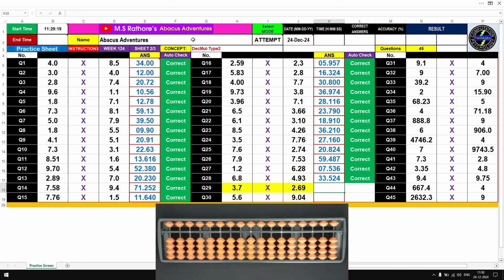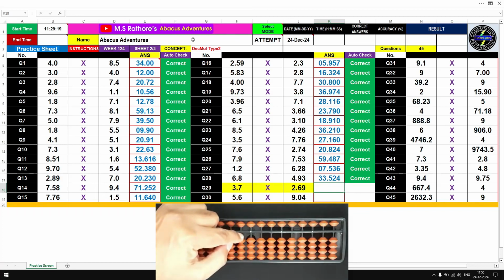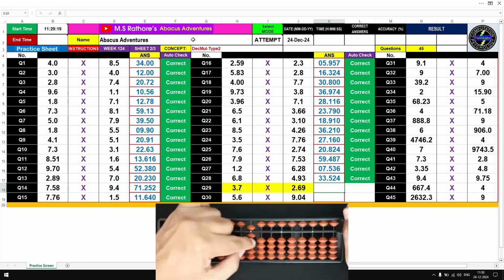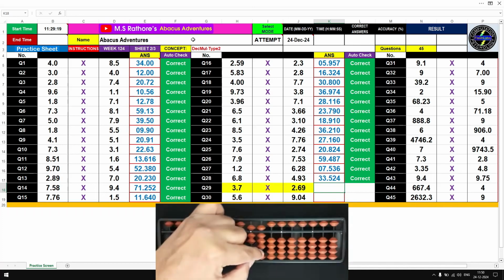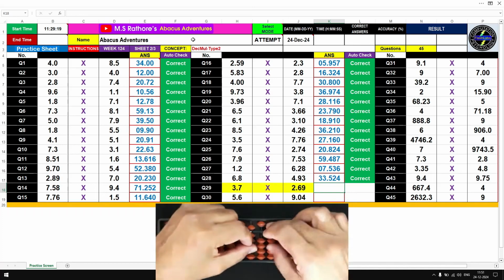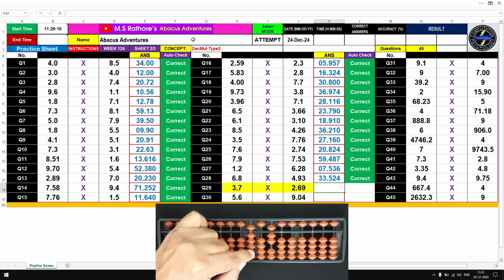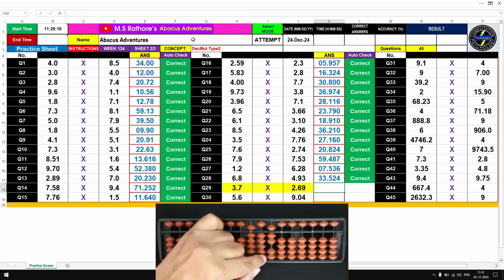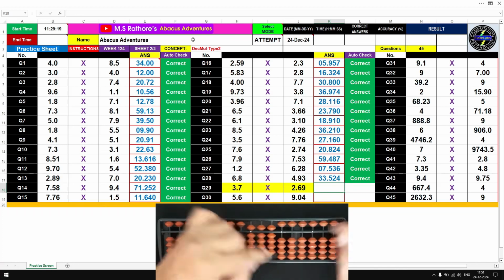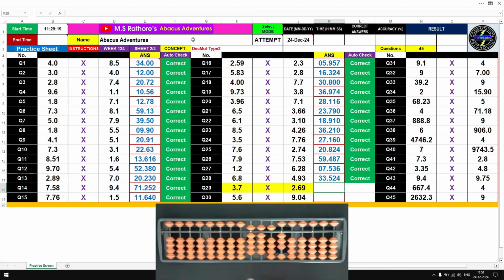Question number 29, 3.7 multiplied by 2.69. Let's begin from rod number 2. 3 2s are 06, shifted. 3 6s are 18, shifted. 3 9s are 27. Round 2 begins from rod number 1. 7 2s are 14, shifted. 7 6s are 42, shifted. Finally 7 9s are 63, and the answer is 09.953.